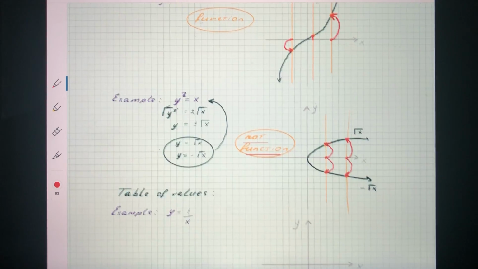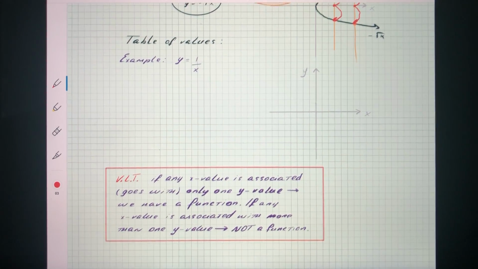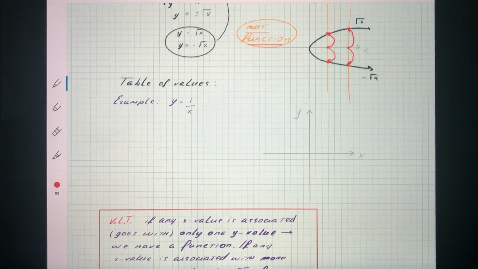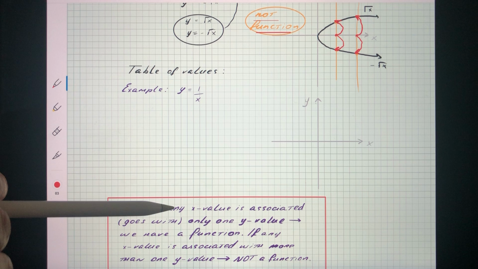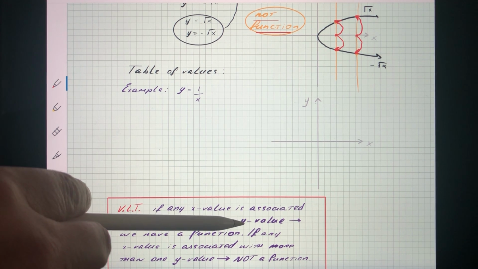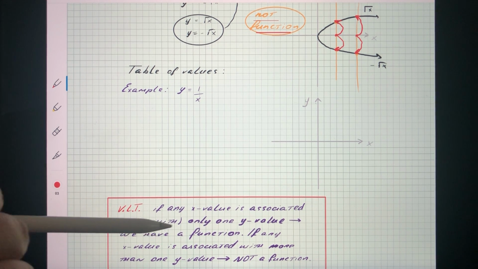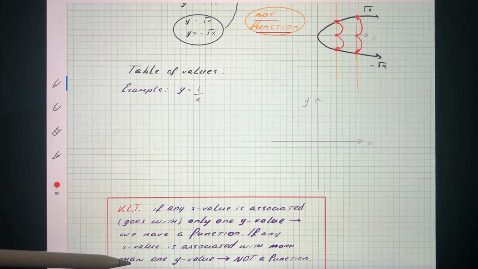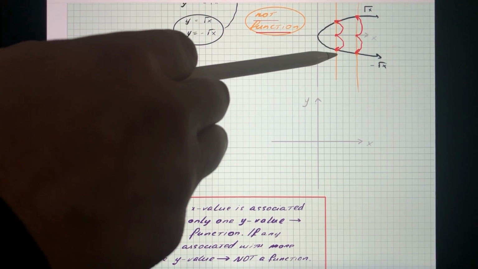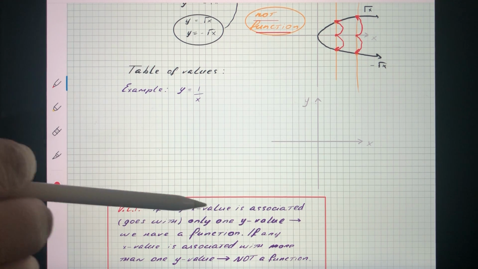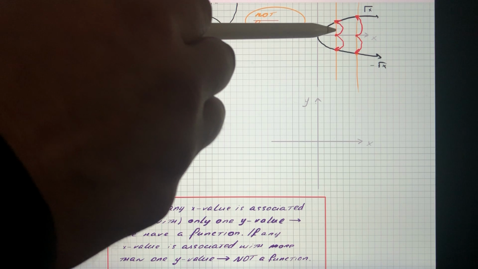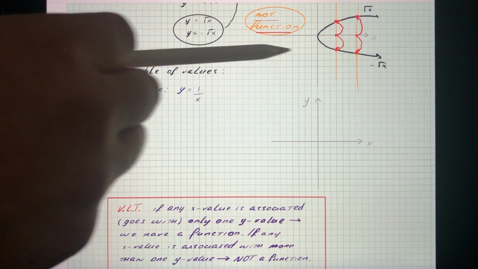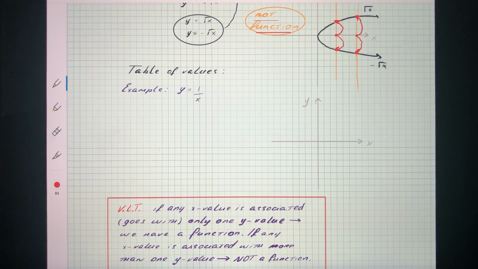So we can paraphrase the vertical line test differently. We can say that if any x value is associated with only one y value, then we have a function. If any x value is associated with more than one y value, then we do not have a function. And one other way to see this, other than on the picture, we can also use the table of values to see the same.